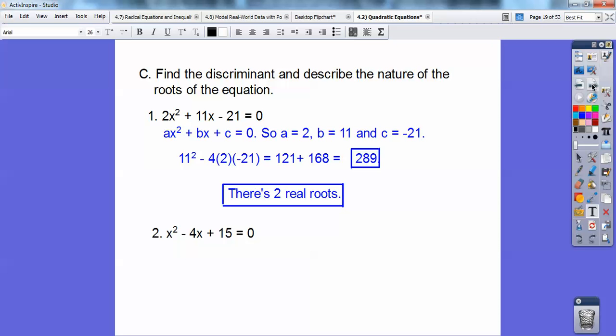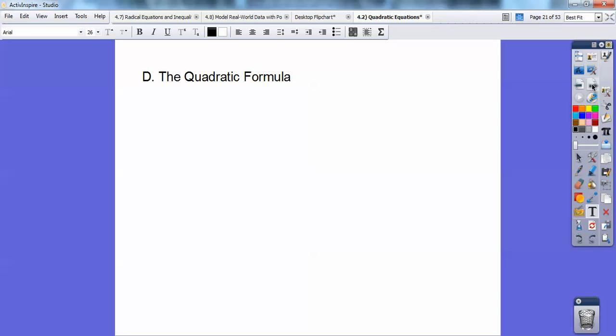Okay, this one. A is 1, B is negative 4, C is 15. When you do b squared minus 4ac, you should get negative 44. It's negative, so there are no real roots. Okay, now the quadratic formula. Remember this from the quadratic formula.